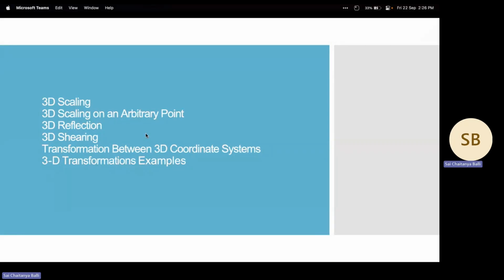Hello everyone. Today we are going to continue our presentation from my friend. In this presentation we'll be covering 3D scaling about an arbitrary point, 3D reflection, 3D shearing, transformation between 3D coordinate systems, and at last we're going to look at some 3D transformation examples. So let's begin.